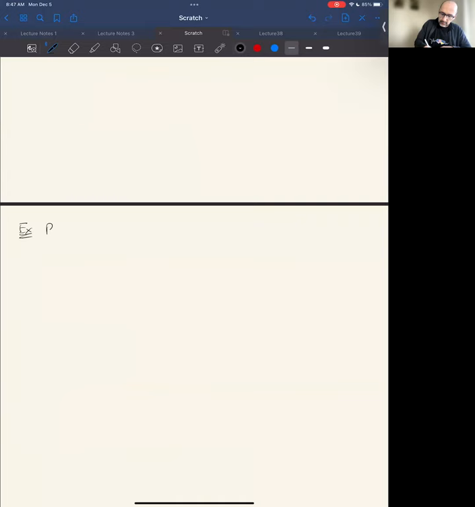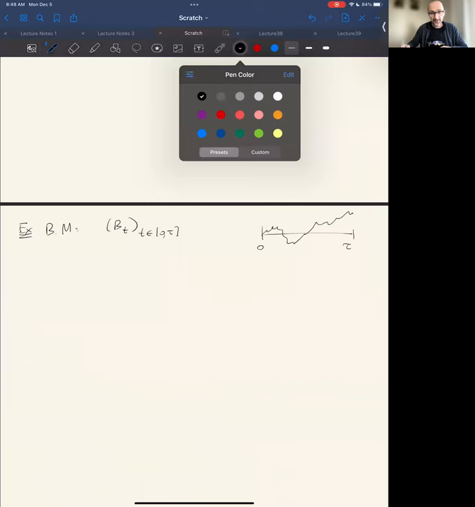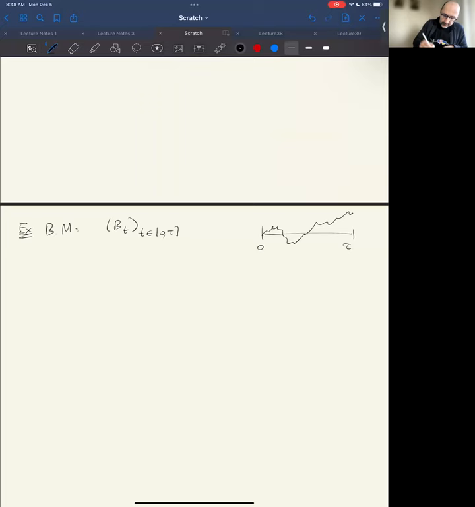Brownian motion. We have B_t. Let's run it on some interval until tau days, which is zero to tau. So we run the Brownian motion for tau days, and we're interested in the maximum value that the stock can take over tau days. Okay, let's just literally apply Dudley's inequality and compute.